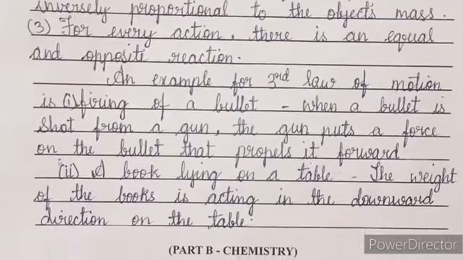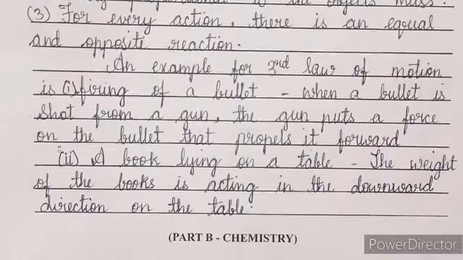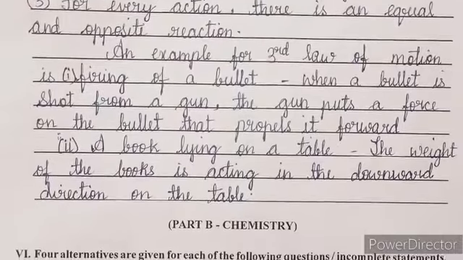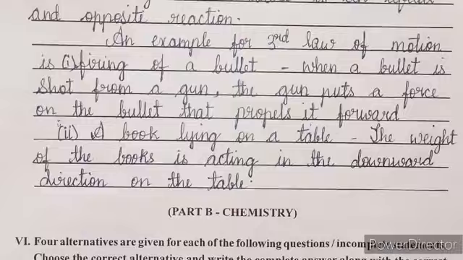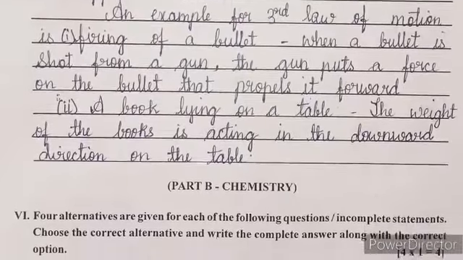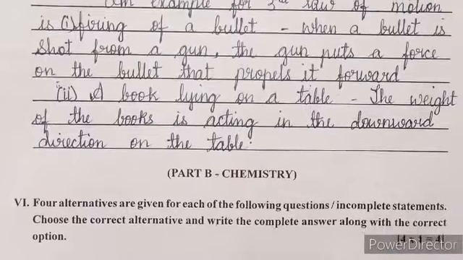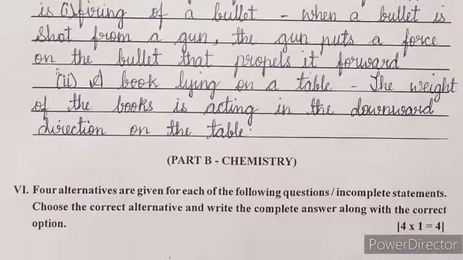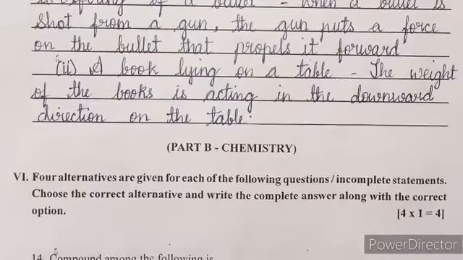An example for the third law of motion is the firing of a bullet. When a bullet is shot from a gun, the gun puts a force on the bullet that propels it forward. Next, another example: a book lying on the table, the weight of the book is acting in the downward direction on the table.